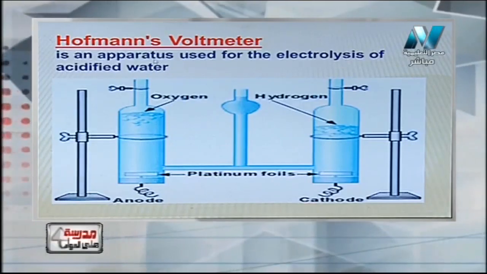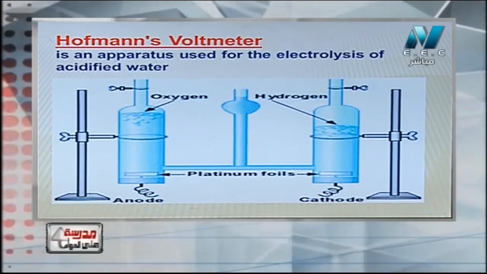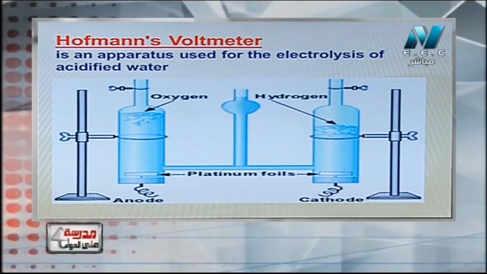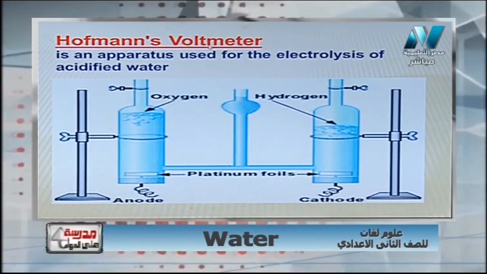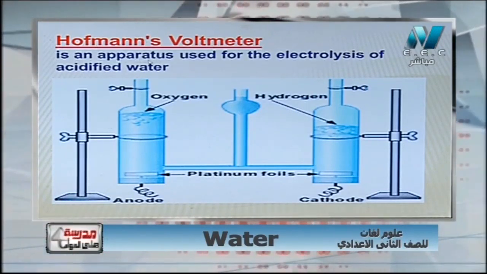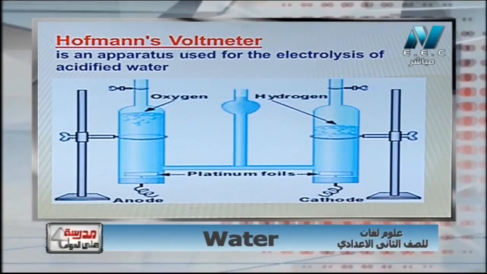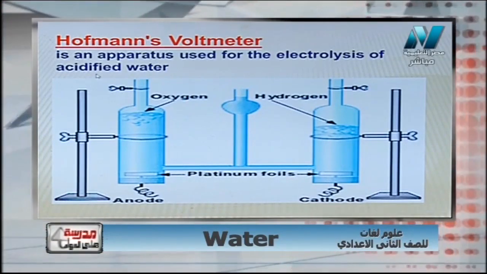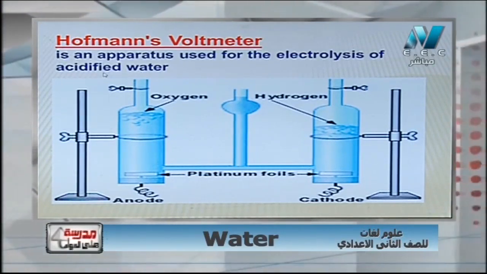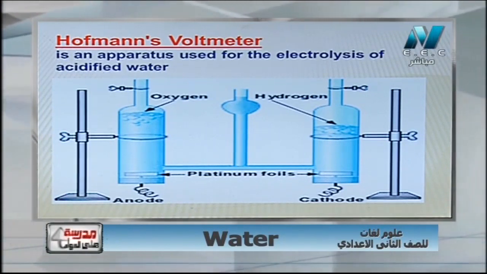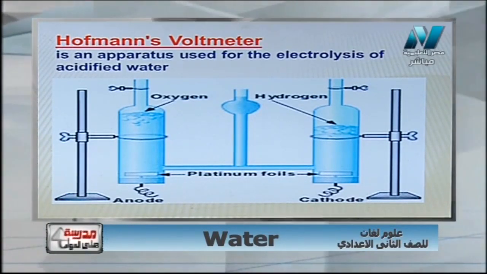Okay, let's see the next slide. This is the Hoffman voltameter. What is its importance? It is the apparatus used for the electrolysis of acidified water. Why do we acidify the water? Because pure water is a bad conductor of electricity.